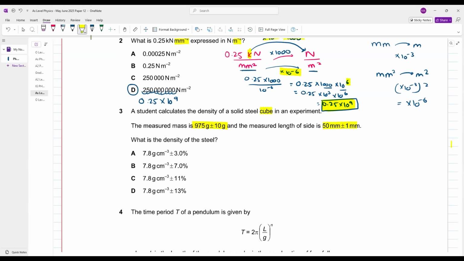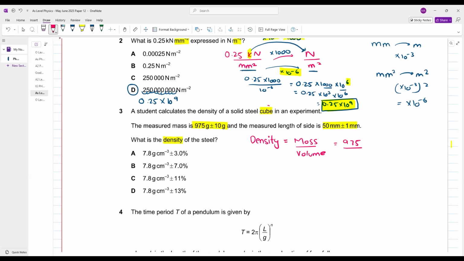Okay. What is the density of the steel? You have to calculate the density of the steel. How will you do that? Density is equals to what? Mass over volume. Okay. What is the mass? 975. How will you calculate the volume?